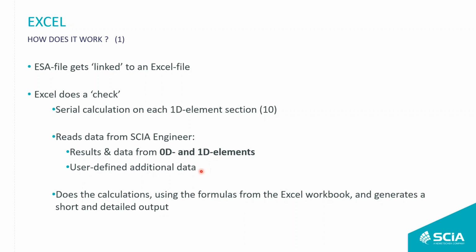What we can also do is define user-defined additional data. So it is possible that you add data to SCIA Engineer, but your own data. You say, I want to add data, for instance, like just the color of my beam, and depending on that color, you can do one calculation or another calculation, for instance. The calculations, as said, are done using the formulas from the Excel workbook, and we are also going to generate the detailed output in the Excel sheet.